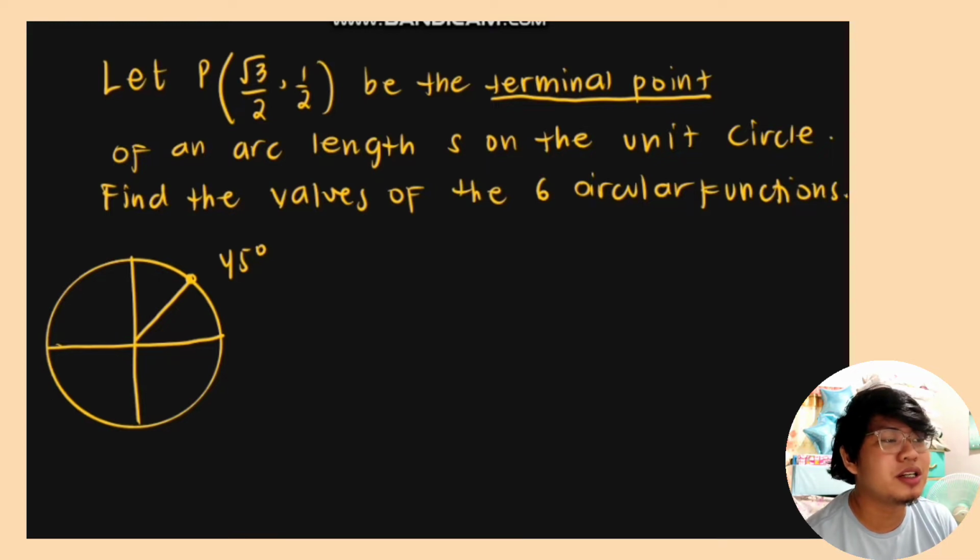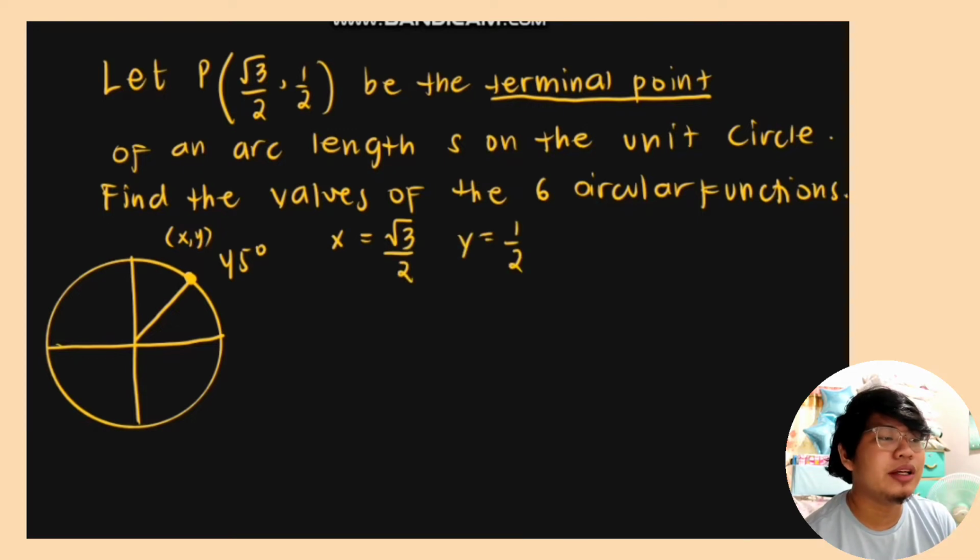So, that means meron dyan specific value ng x and y. So, yun yung binigay sa atin sa given. Yung square root of 3 over 2 and 1/2. Yun yung terminal point na tinatawag natin. Now, to get the values of the 6 circular functions, kunin muna natin si value ni x and y natin dun sa given. Ang value ng x na binigay sa atin is square root of 3 over 2 and the value of y is 1/2.